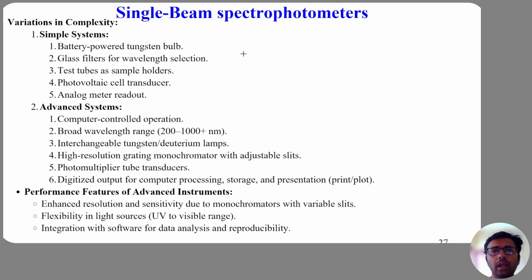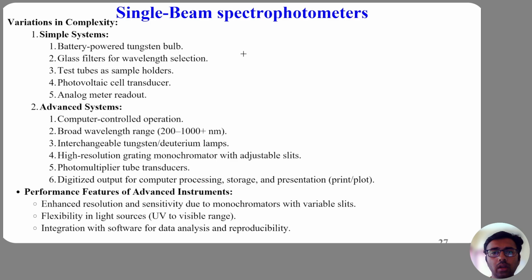However, and this is crucial, even the most advanced single beam instrument still suffers from one fundamental limitation, that is dependence on source stability over time. To overcome this problem, physicists developed the double beam spectrophotometer, and that will be the focus of our next lecture.